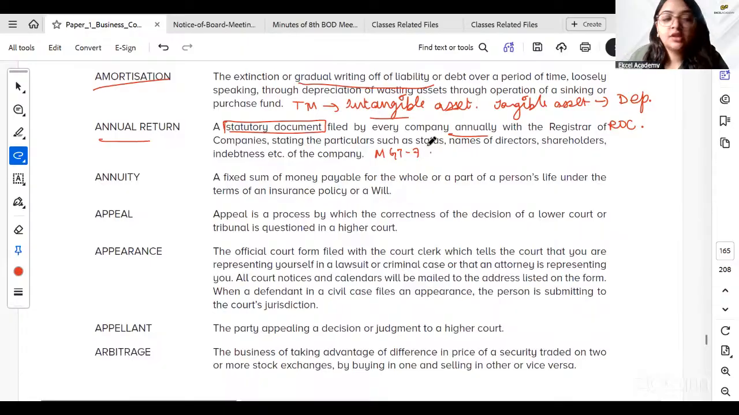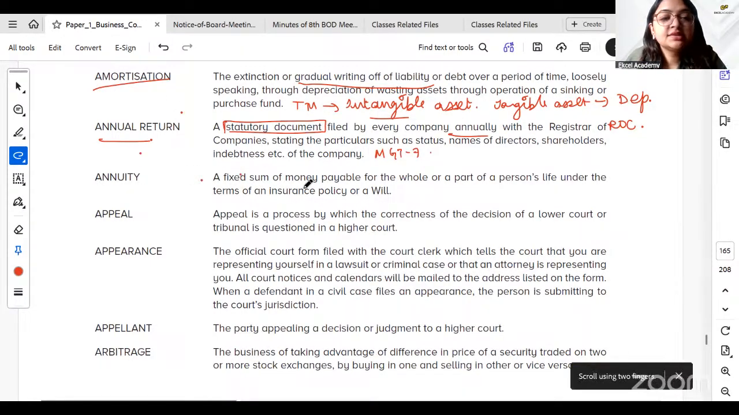All right. Now, next is your annuity. What is annuity? It is a fixed sum of money payable for the whole or a part of a person's life under the terms of an insurance policy or will. Okay. So let's say someone has passed down a will to their children or grandchildren, right?